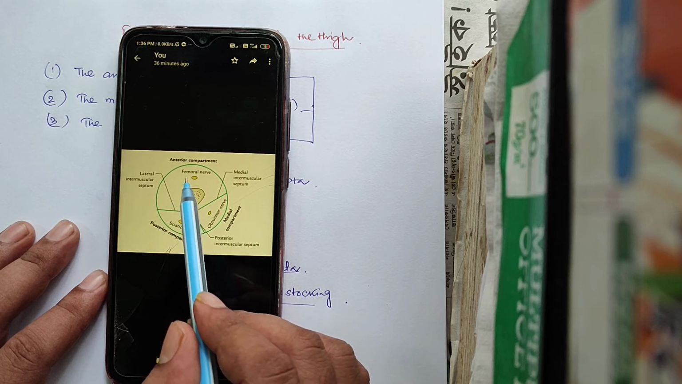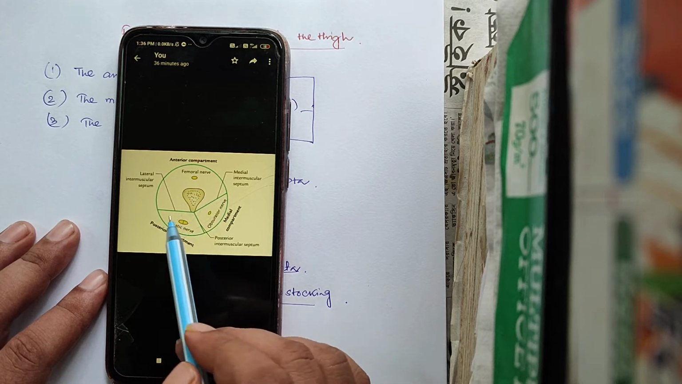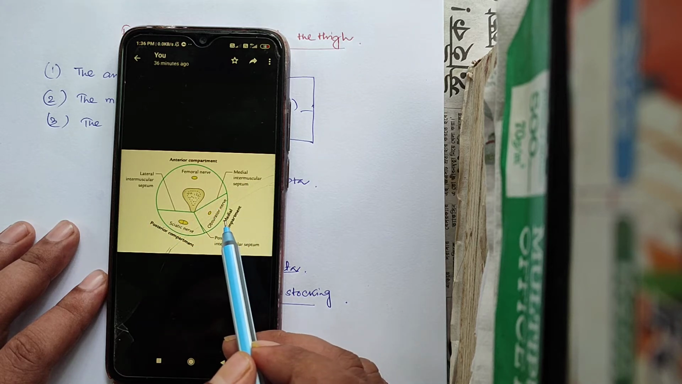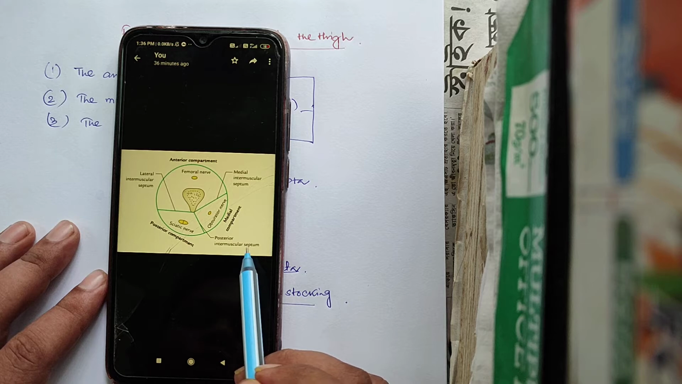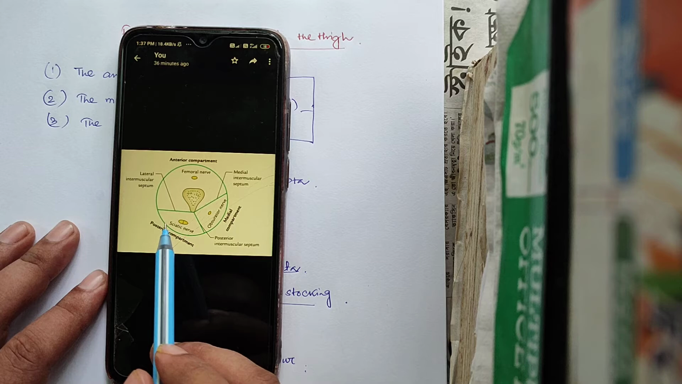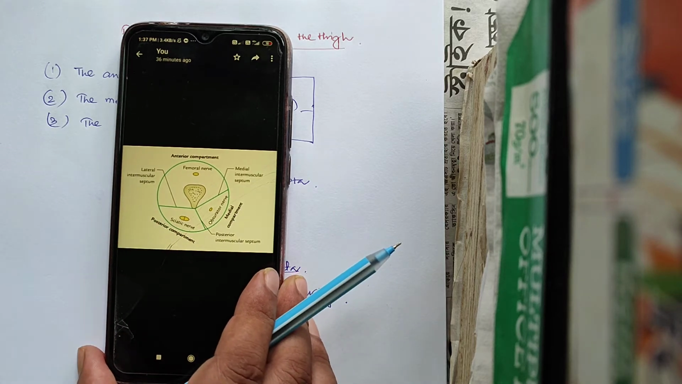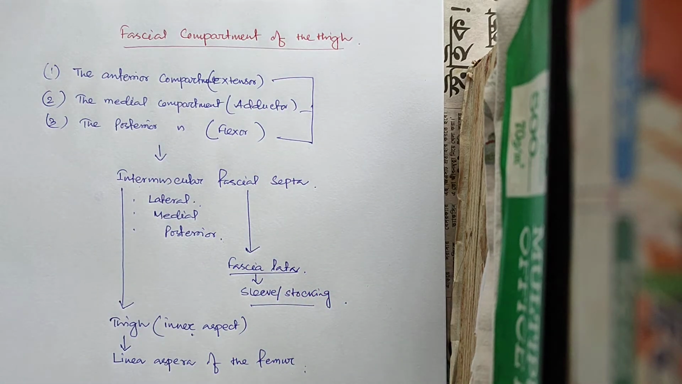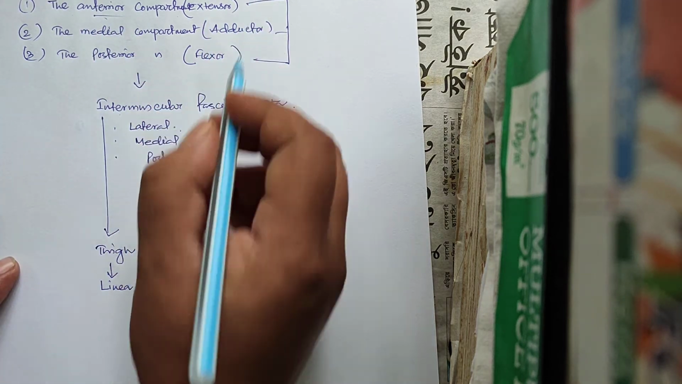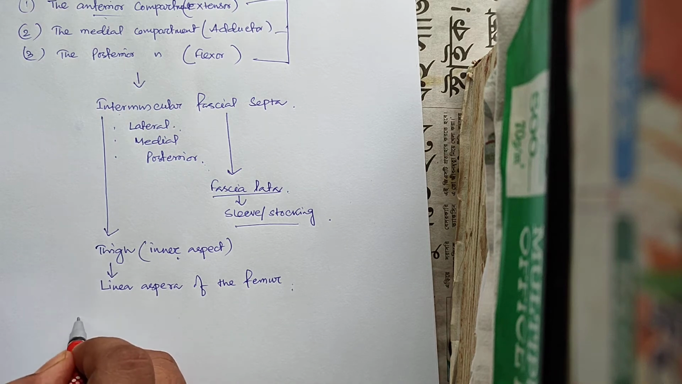So, the anterior compartment lies between the lateral intermuscular septum and medial intermuscular septum. Then the medial compartment lies between the posterior intermuscular septum and medial intermuscular septum. And the posterior compartment lies between the lateral intermuscular septum and posterior intermuscular septum. So the first one is the anterior compartment or extensor compartment of the thigh.